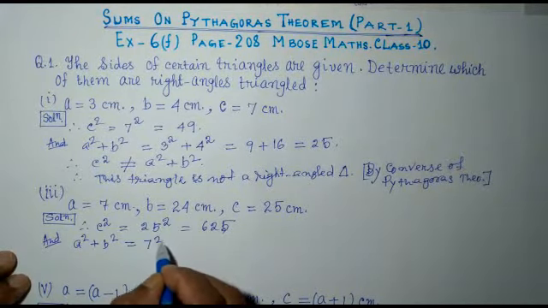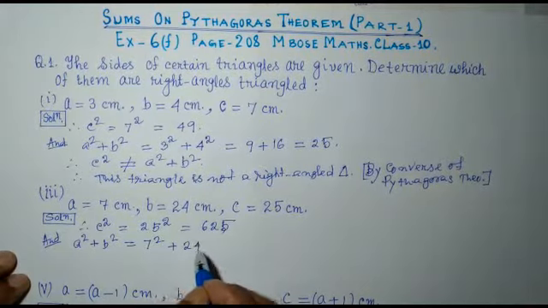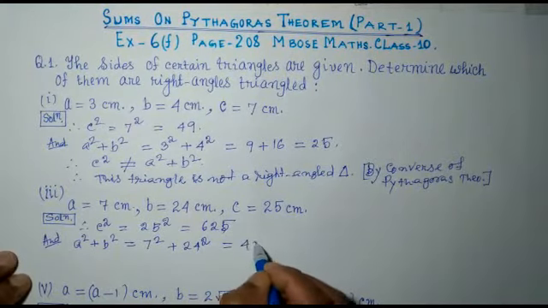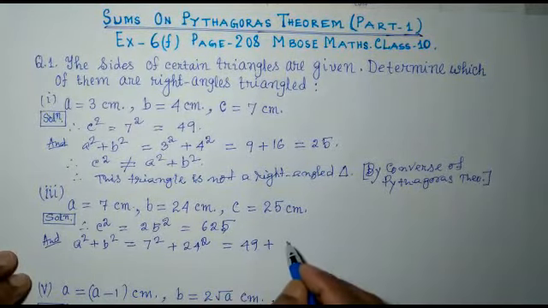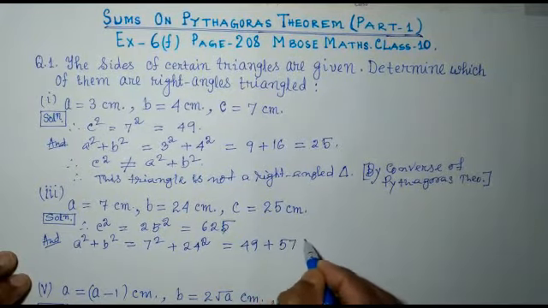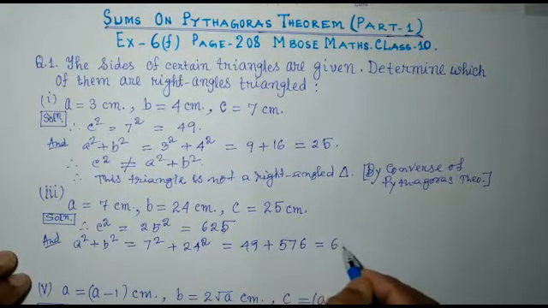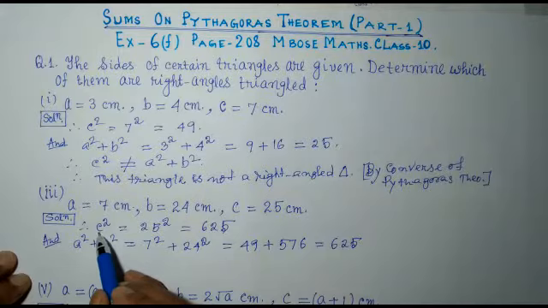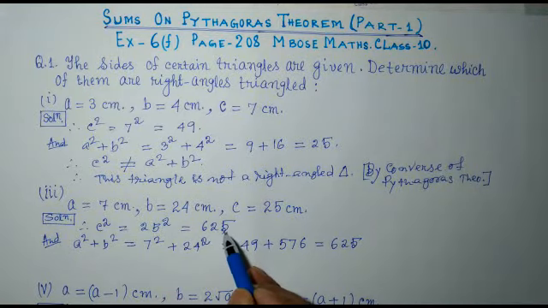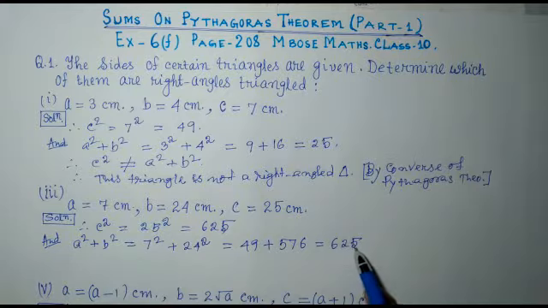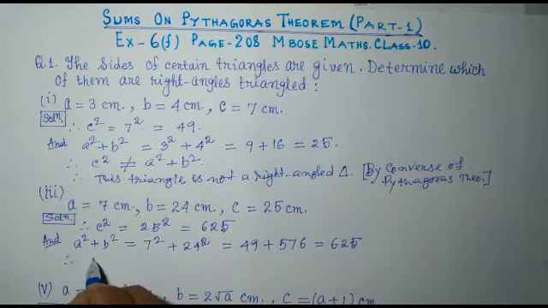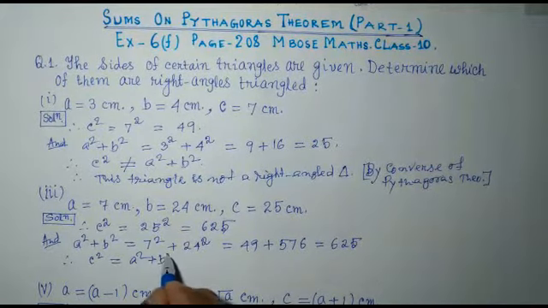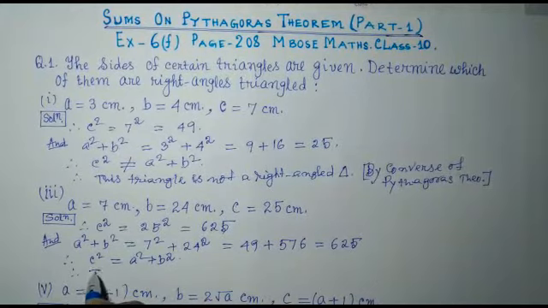It is 7 square plus B is 24, so 24 square. Multiplying, 7 square we get 49, and 24 square, 24 into 24, it is 576. By adding we get 625. So what we see, the square of the longest side is equal to 625 and the sum of the squares of the other two sides is also 625. So we can say, therefore, C square is equal to A square plus B square. So if they are equal, it is a right triangle.